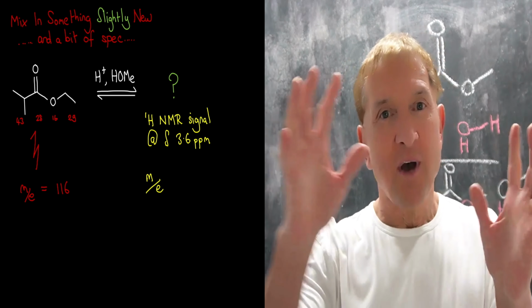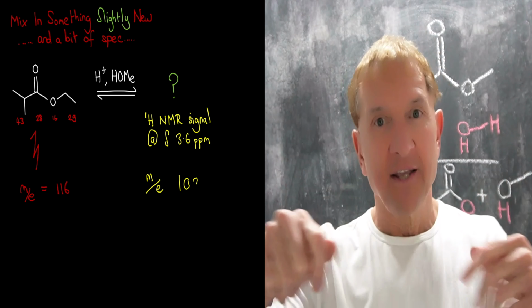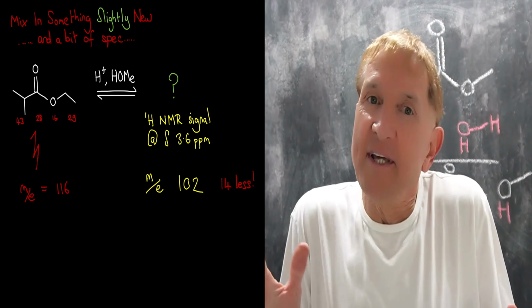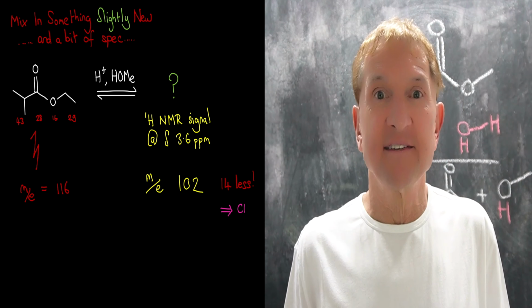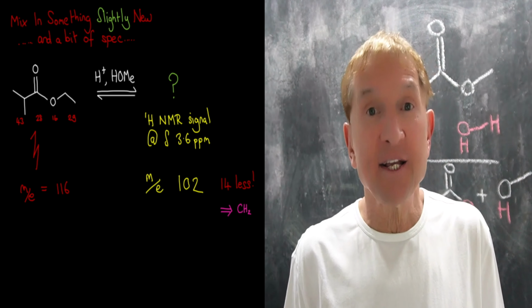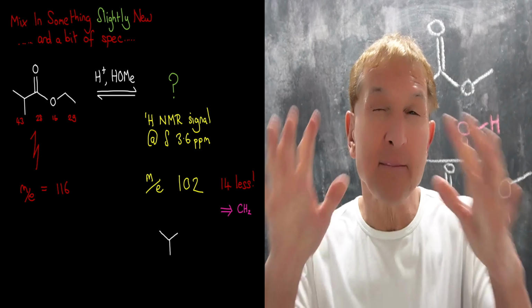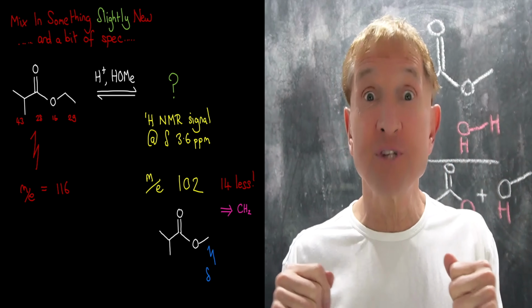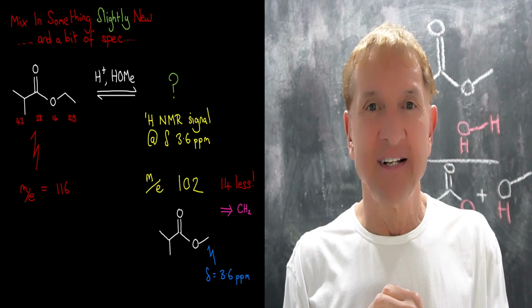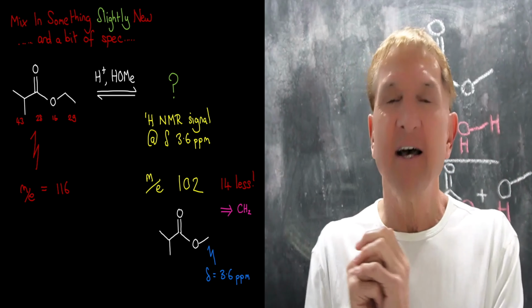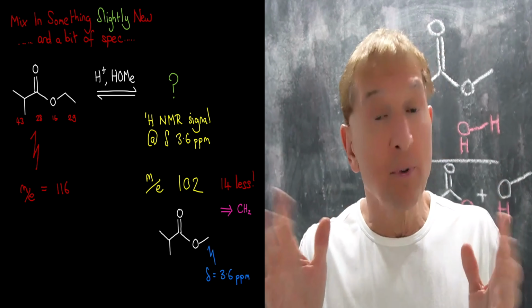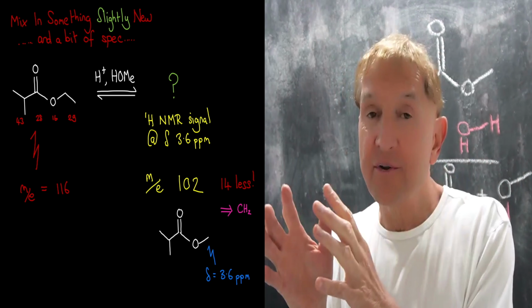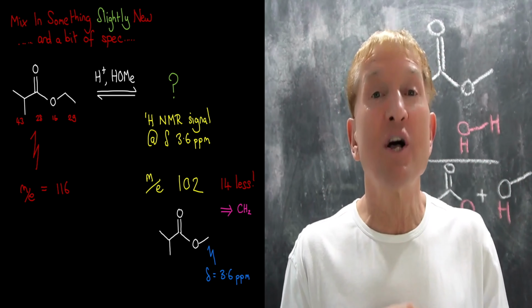So then you add up the molecular mass of the product and you add up the molecular mass of the starting material and you find, oh my goodness, 14 less. We've lost a CH2 group here. The difference between methyl and ethyl is CH2, 14. That gives you a big clue. The OMe of a methyl ester might be at 3.6 parts per million, and exchanging out an O-ethyl for an O-methyl is a loss of 14.